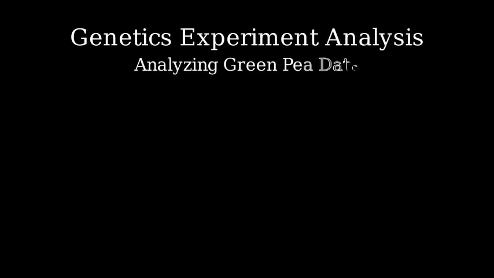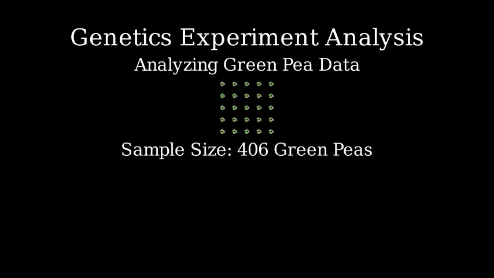Welcome. Today we'll analyze a genetics experiment involving peas, specifically looking at the statistical and genetic implications of finding 406 green peas in our sample. Let's visualize our sample. Here we have our 406 green peas. In genetics, we know that pea color is determined by specific genes, with green being recessive and yellow being dominant.